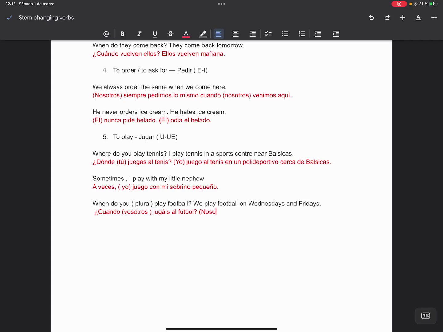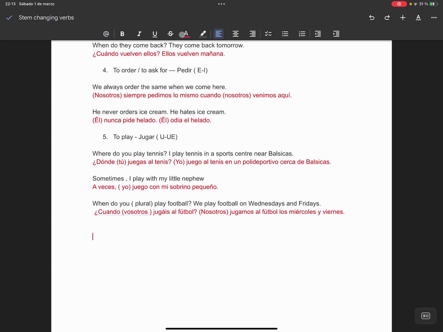And nosotros jugamos al fútbol los miércoles y viernes. ¿Cuándo jugáis al fútbol? Jugamos al fútbol los miércoles y los viernes. So no changes, neither here nor here, because it's a we and a you all, and it doesn't change there.